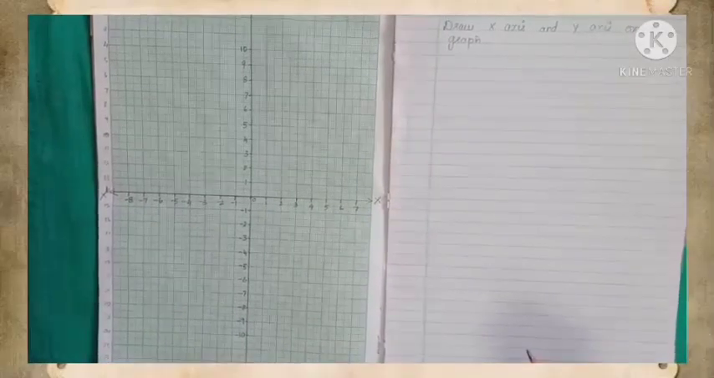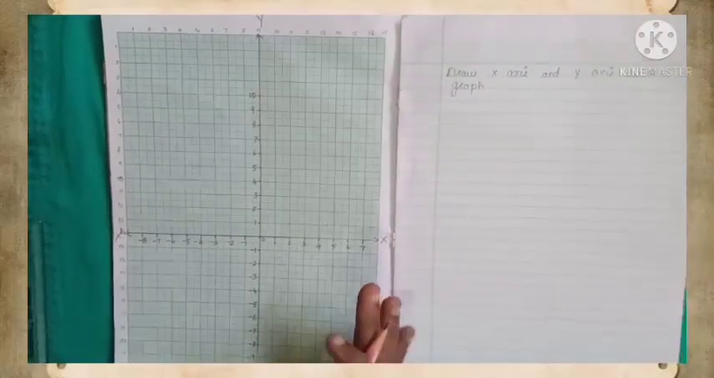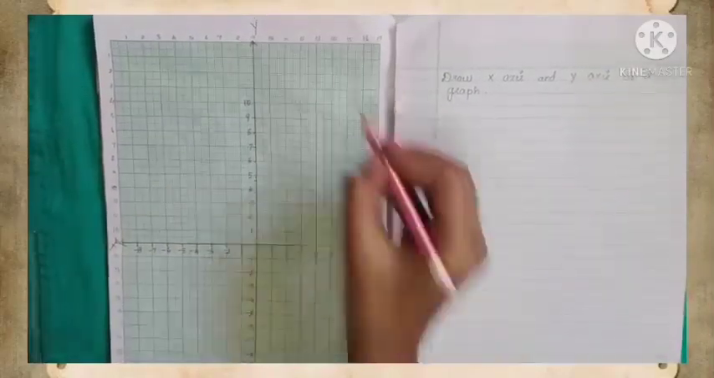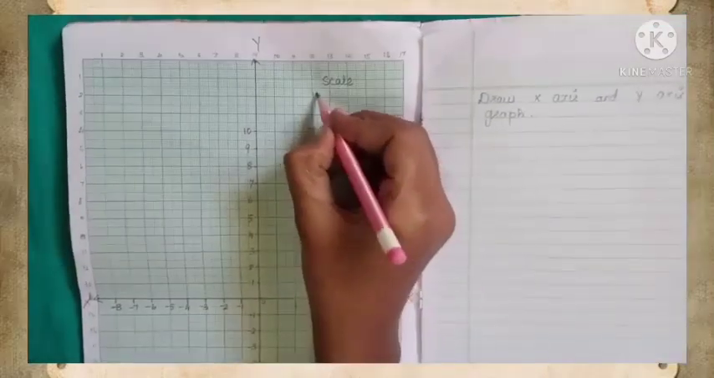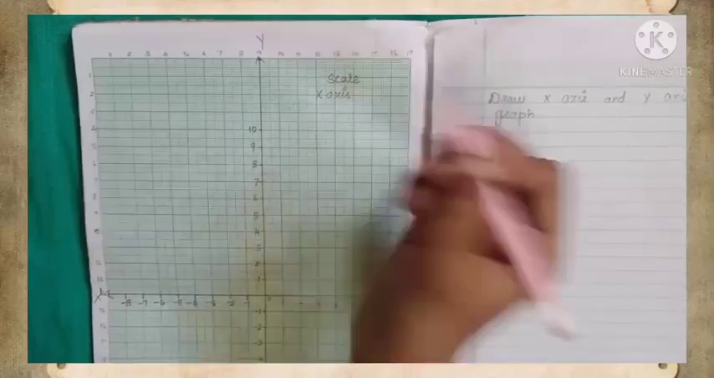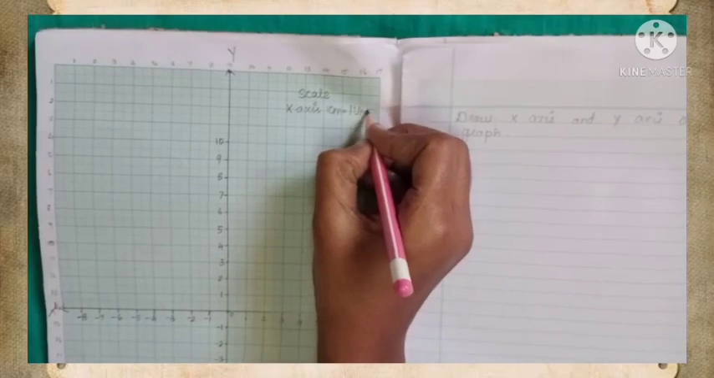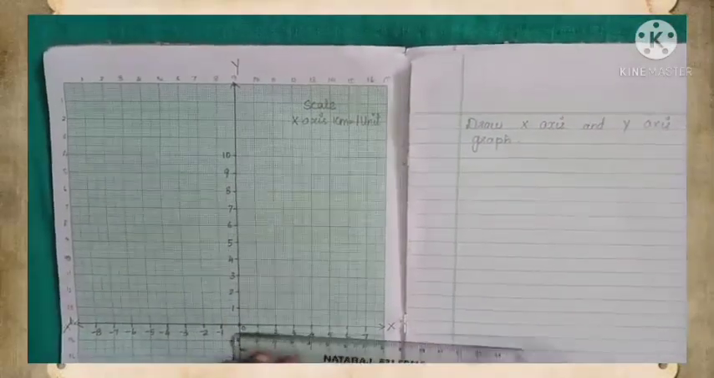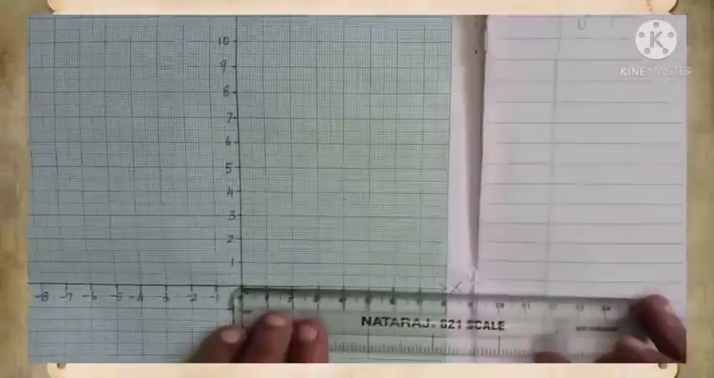After finishing the axis, you need to write the scale. Always you need to write the scale on the right side. Right side top corner you should write scale, S-C-A-L-E. X-axis: 1 centimeter is equal to 1 unit. That is this box, no children. One box is, just check how many centimeter. One box is 1 centimeter.